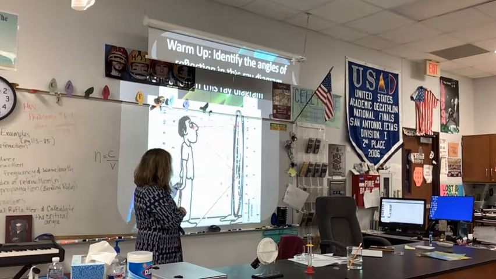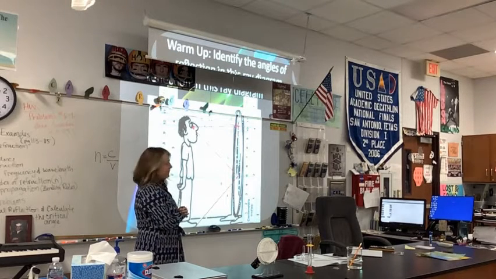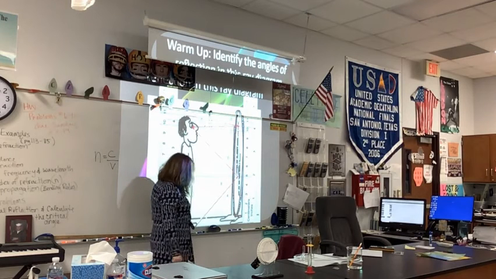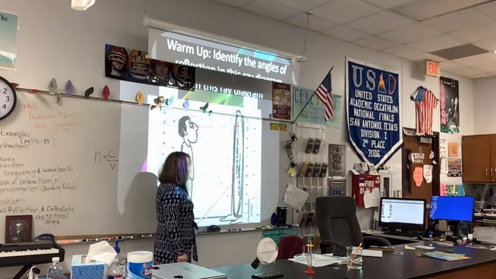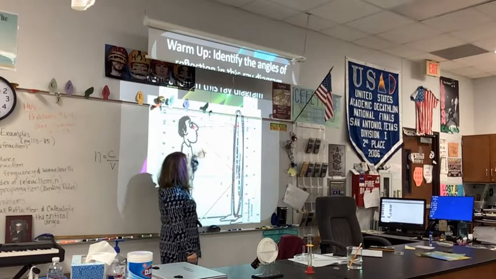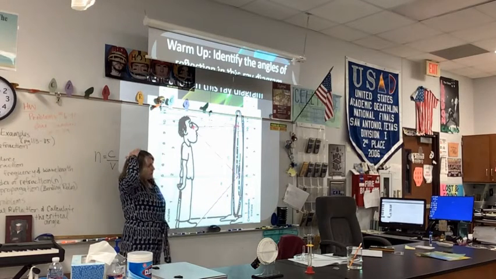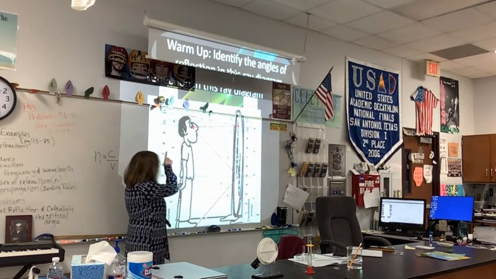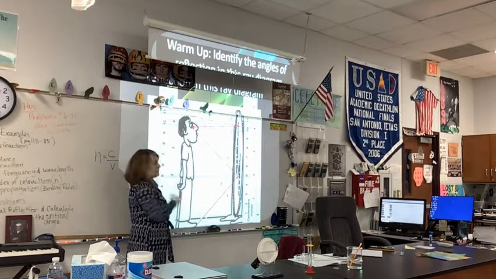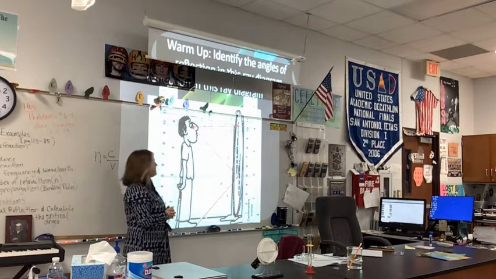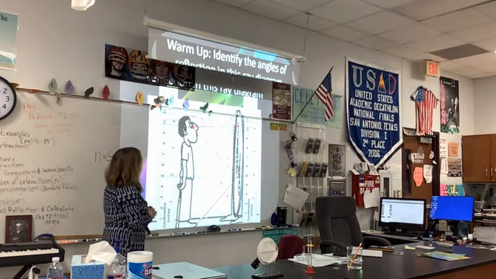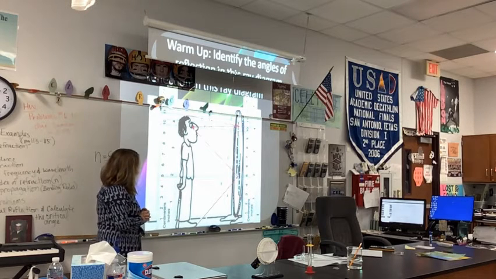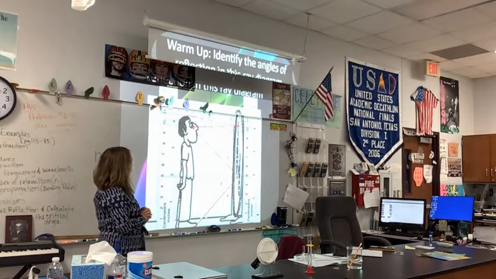I've got a guy who's looking in the mirror. The light bounces, or starts, at his feet. That's the object. It reflects off the mirror into his eye. And in order for him to see the top of his head, the light needs to go from the top of his head to the mirror and into his eyes, right? So which ones are the angles of reflection? Notice they're labeled A, B, C, D, E, F, G, H.